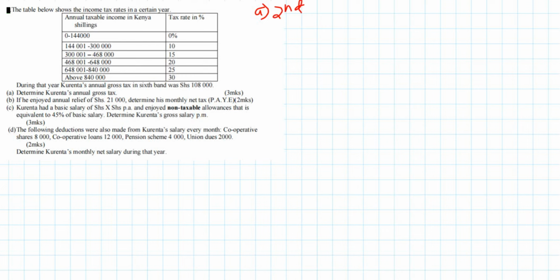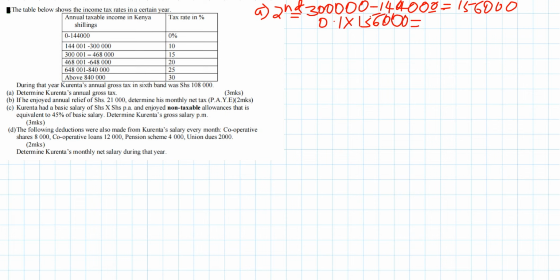So in the second band, the taxable income that is there is the maximum 300,000. We take away 144,000, the maximum of the first band. So the taxable income is 156,000. And here we are taxing at the rate of 10%. So 10% is equivalent to 0.1. So 0.1 times 156,000, we see that the tax there is going to be 15,600.